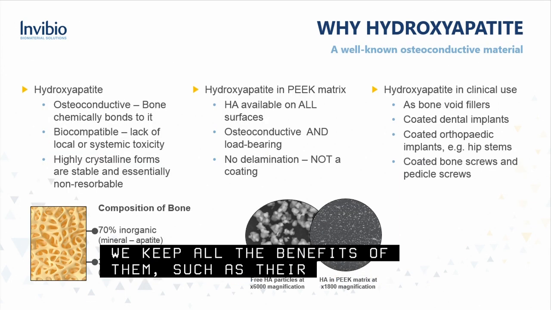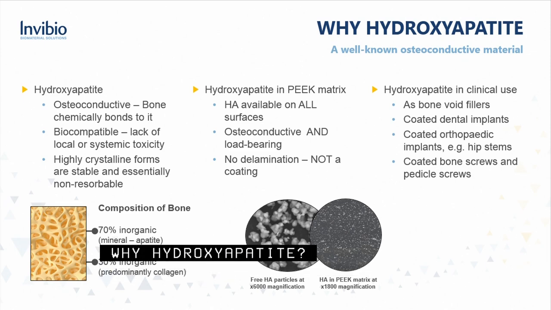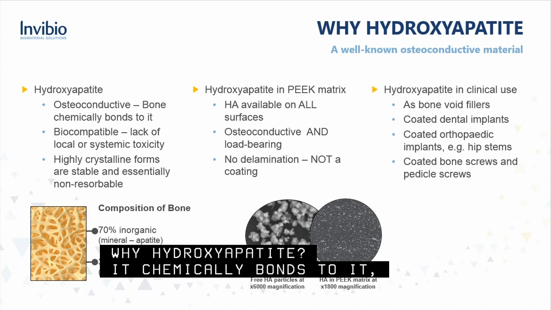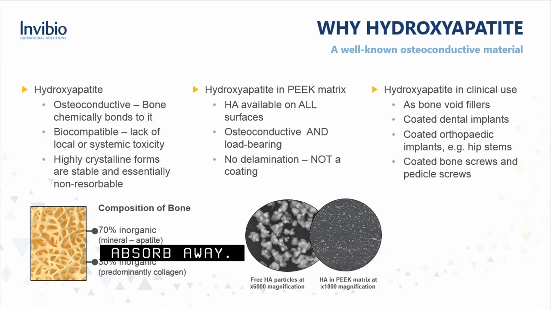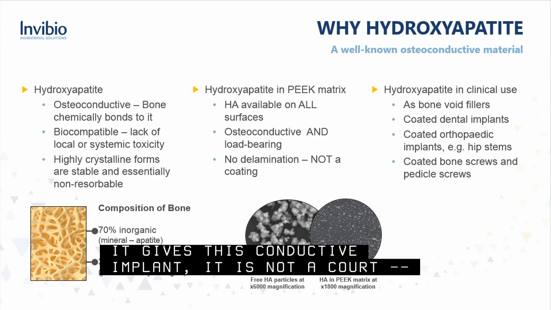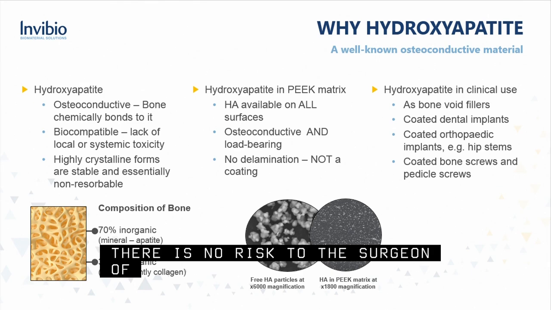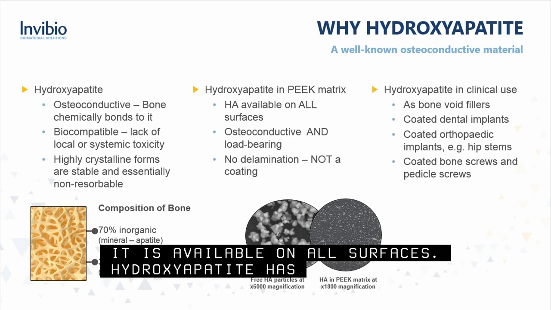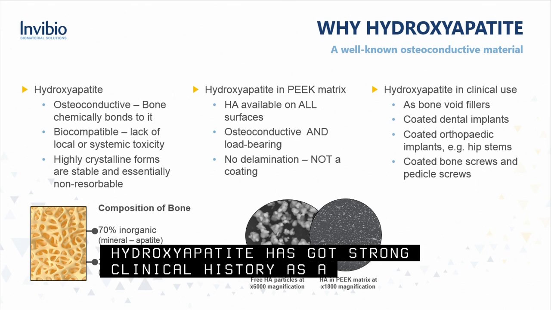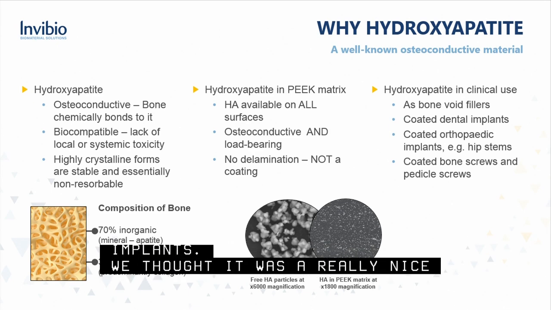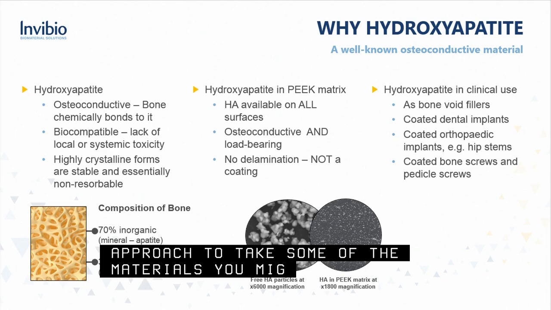Why hydroxyapatite? I've mentioned it's osteoconductive, bone chemically bonds to it. It's biocompatible. We use a highly crystalline form so that it doesn't resorb away. And it gives us this osteoconductive load-bearing implant. It's not a coating, so there's no risk for the surgeon of delamination. It's basically well integrated and available at all surfaces. And hydroxyapatite has got a really strong clinical history as a coating in dental implants and on hip stems. And we just thought it was a really, really nice approach to take some of the materials that you might typically see in the graft space and to incorporate that in the actual fusion cage such that the whole cage can participate in the fusion.